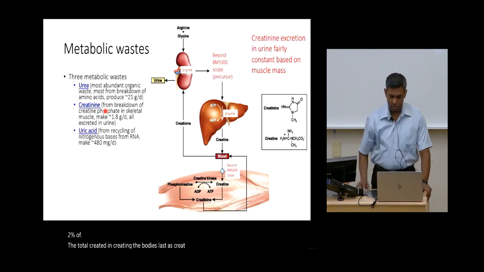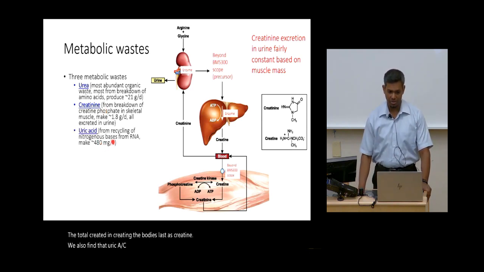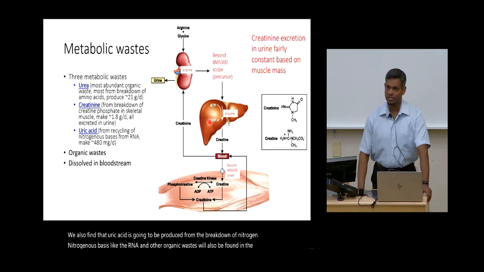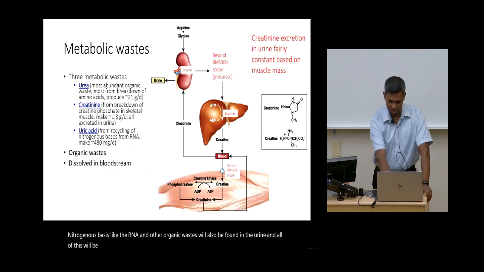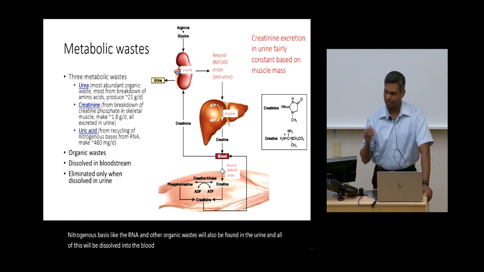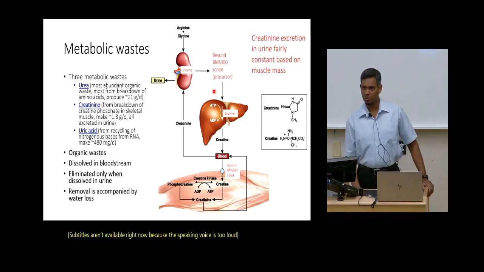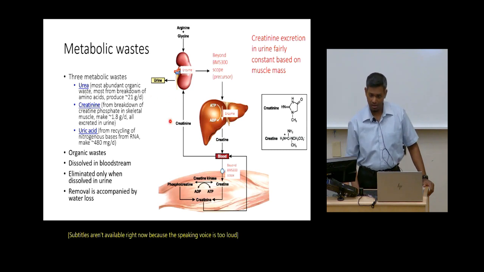We also find that uric acid is produced from the breakdown of nitrogenous bases like the RNA, and other organic wastes will also be found in the urine. All of this will be dissolved in the bloodstream, and eventually it will be removed when the blood is filtered. And whenever these substances are removed in the urine, there will be loss of water as well.